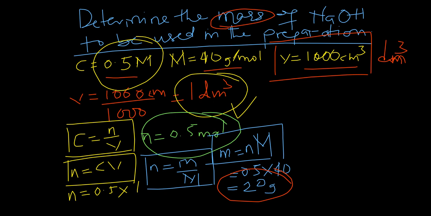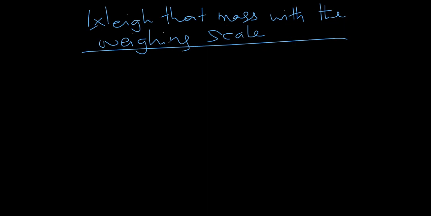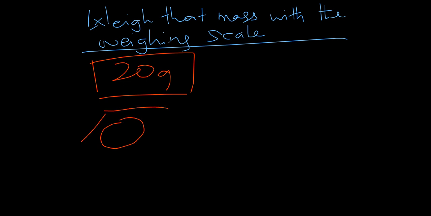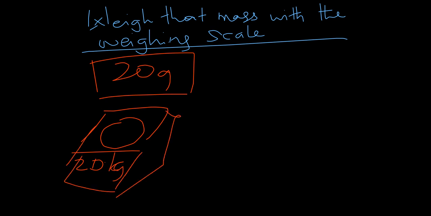So in the next stage, that's what we're going to do. We are going to weigh that mass with the weighing scale. So remember, the mass we're going to weigh is what? 20 what? Grams. This is the mass we're going to weigh. And we're going to use our weighing scale. So let's say this is our weighing scale. We are going to use it to weigh the item. So that's what we're going to use to weigh, to make sure that we have the right quantity of sodium hydroxide for our solution preparation.